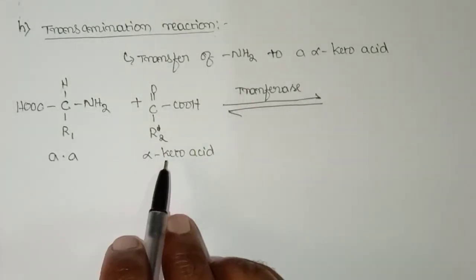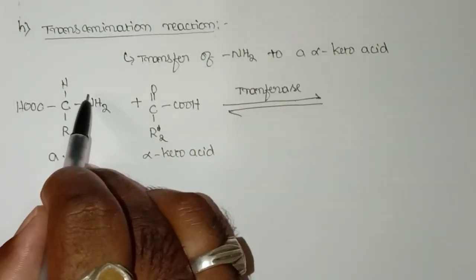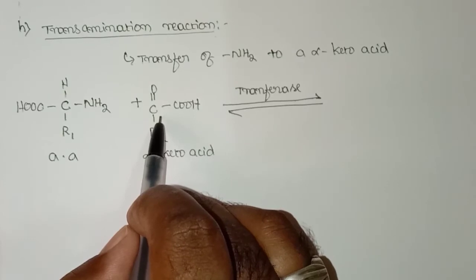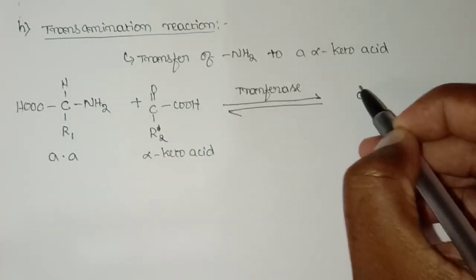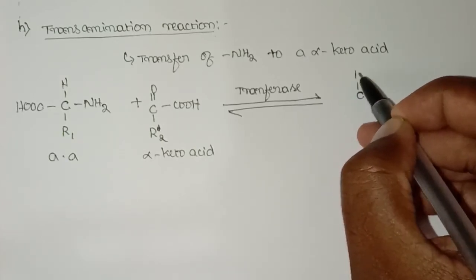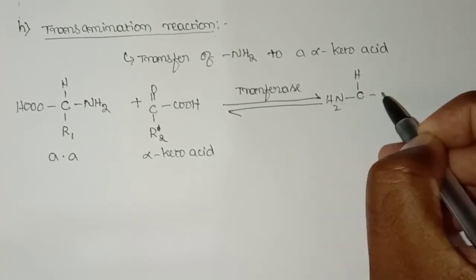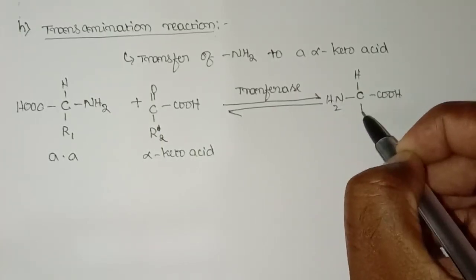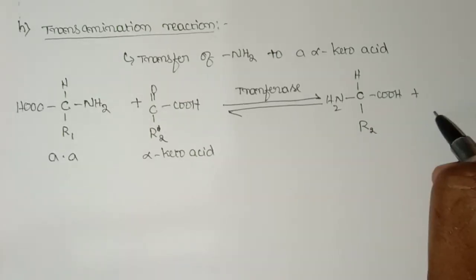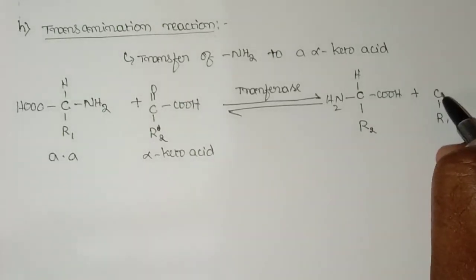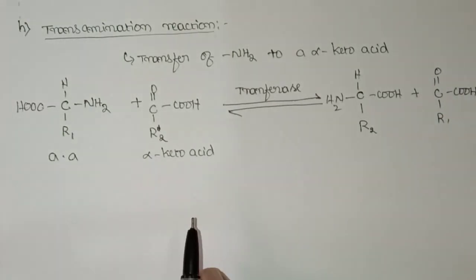When the amino acid is reacted with the alpha keto acid, you observe the transfer of this NH2 group to the alpha keto acid. So the reaction will produce in this way: R2-CH(NH2)-COOH plus R1-C double bond O-COOH. So this is the product of the reaction.